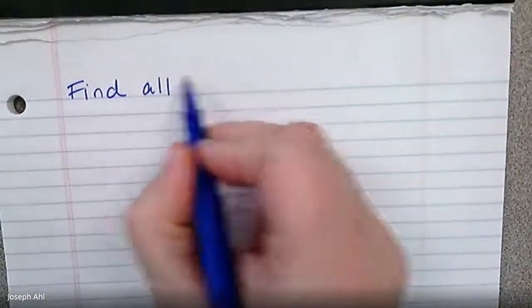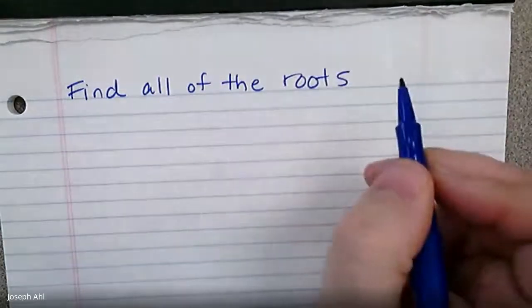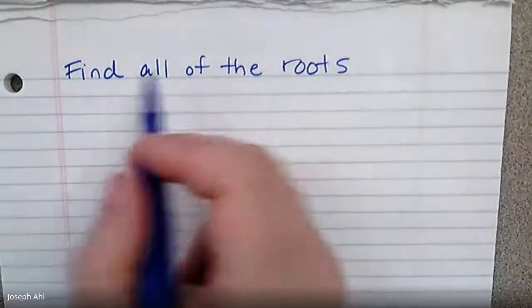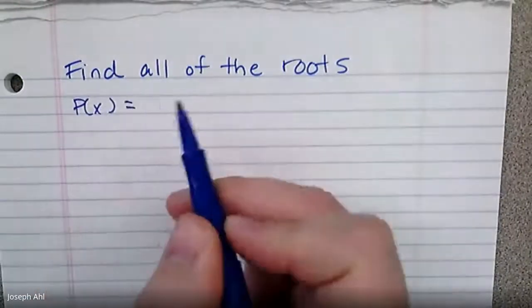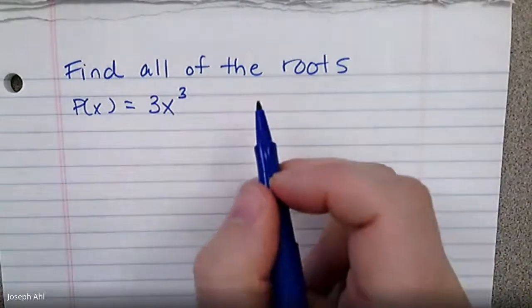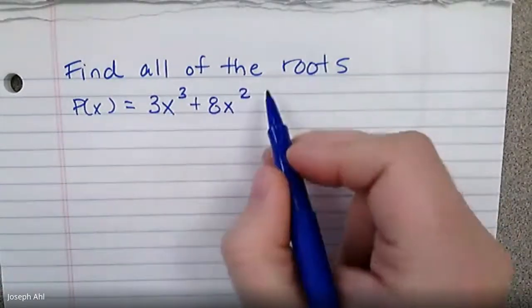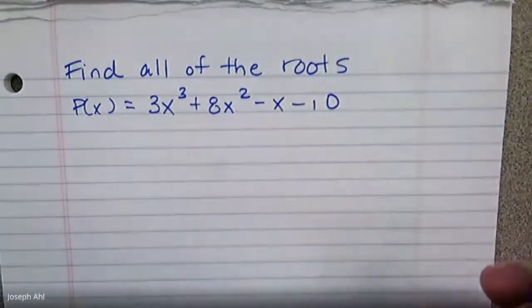Last thing we're going to do together is put all of those pieces together to find all of the roots of a polynomial. We're going to use Descartes' rule of signs. We're going to use rational root theorem. We've learned a lot of tools in today's lesson. I want to start putting all these ideas together into one problem. So we're going to solve p of x equals 3x cubed plus 8x squared minus x minus 10.